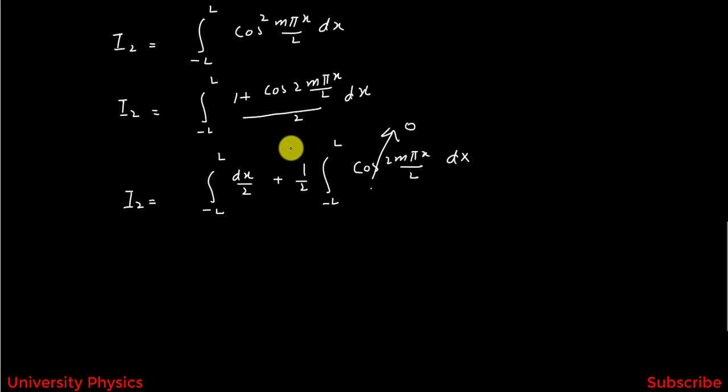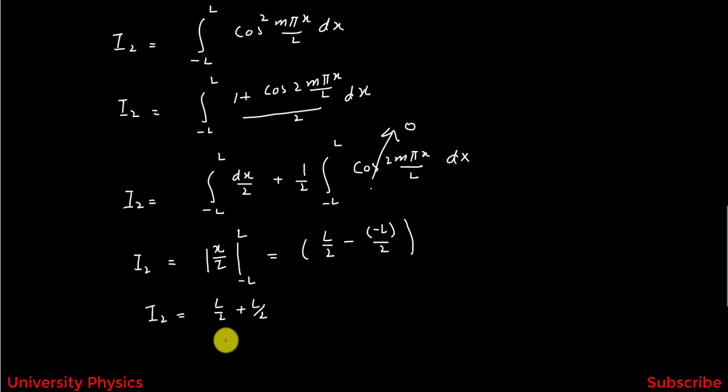After integration, we will get I2 is equal to x over 2 from minus L to plus L. Now I have to put the limits. After putting the limits, we will get L by 2 minus minus L by 2. This minus and this minus will become plus. So I2 is equal to L by 2 plus L by 2, which is equal to 2L by 2, and I2 is equal to L. So the integration becomes equal to L.